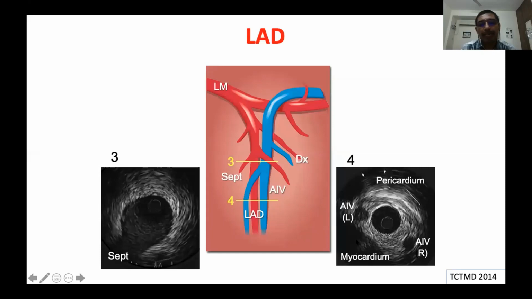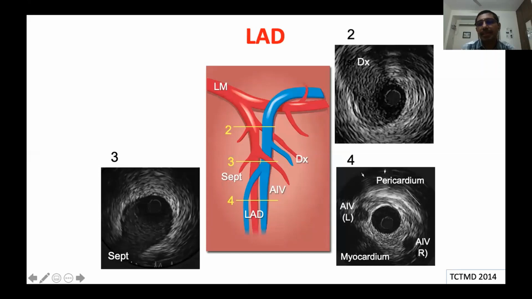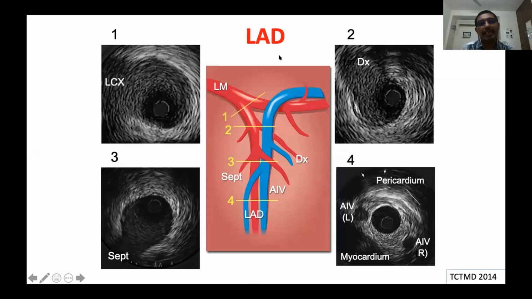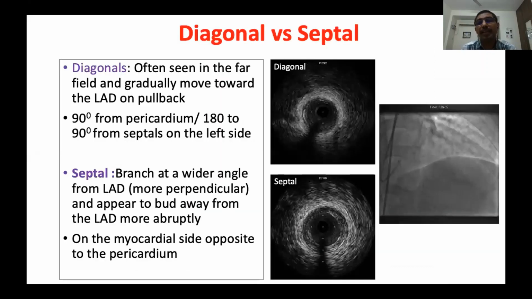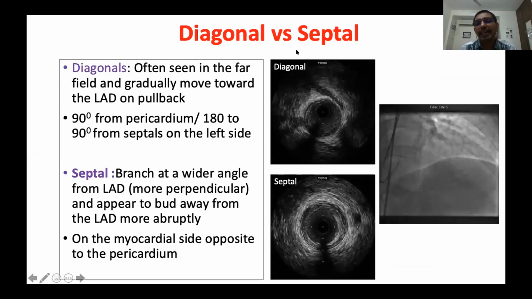And your septal branch comes on the myocardial side. And the diagonal branch comes on the left side. And your LCX again comes on the left side. So these are the various relations of the left anterior descending artery. And how do you differentiate between diagonals and septals?